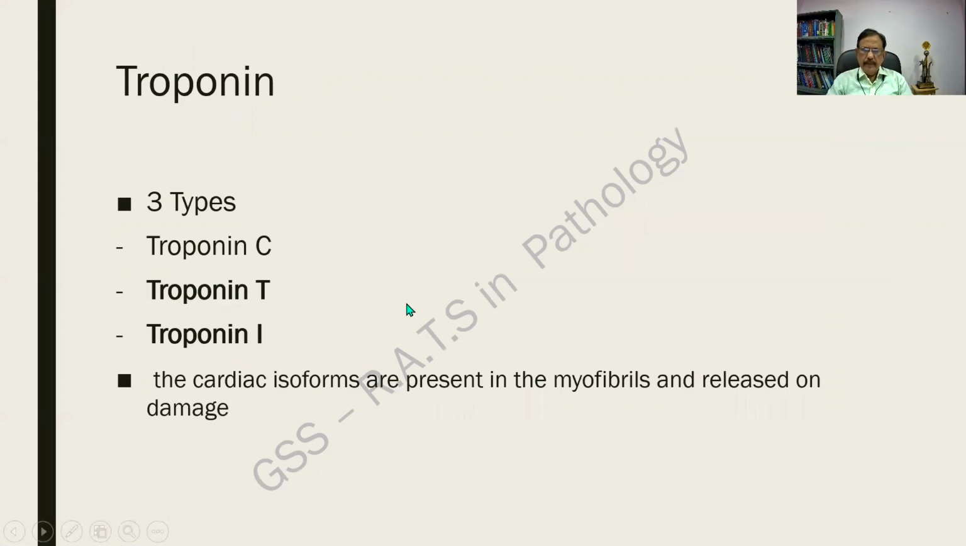Enzyme changes, you have already seen this in biochemistry, but still it is a recapitulation. There are three types. One is troponin C. Troponin is a major enzyme in which you have got troponin C, T, and I. C is not very important in myocardial infarction, whereas troponin T and I are ideal. These cardiac isoforms are present in the myofibrils and they are released whenever there is damage to the cardiac fiber.